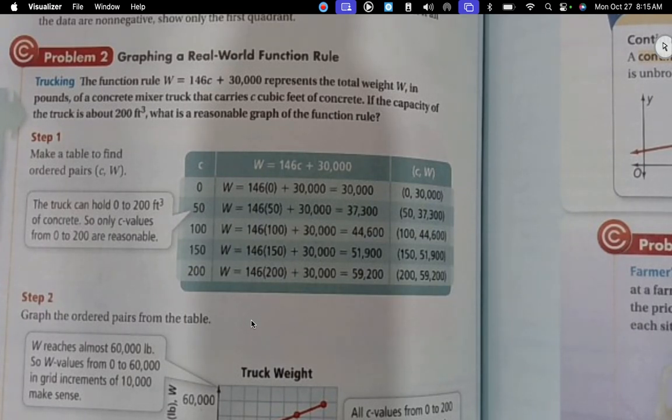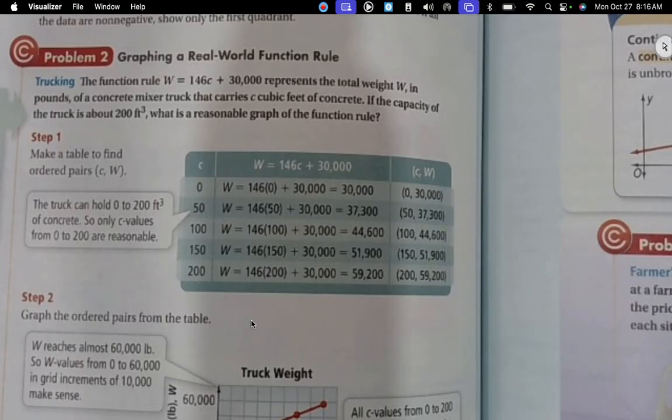That's it. They type it in their calculator. 146 times 0 plus 30,000. And they get 30,000. Does everybody understand that? Then they plug in 50. So then they plugged in 100 and keep going. Here's all, they have 5 ordered pairs. Is everybody good with these ordered pairs? Yeah? Do we understand this?